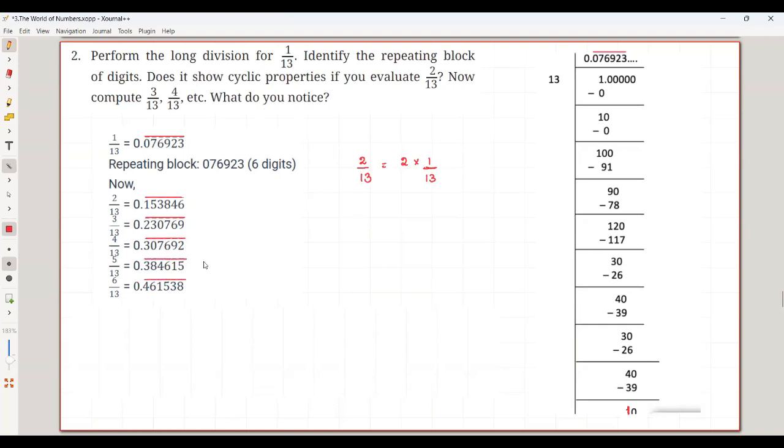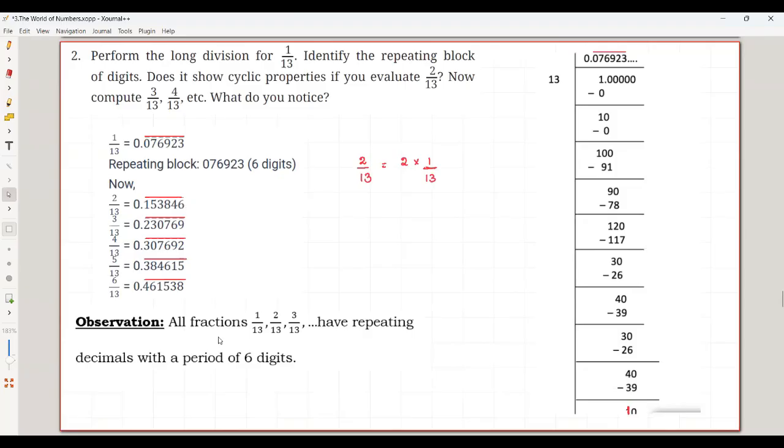Now, what do you notice from this? My observation is that all the fractions 1 by 13, 2 by 13, 3 by 13 have repeating decimals with a period of 6 digits. For every one, the repeating block is 6 digits. The period of the repeating digits is going to be 6. Okay, we'll make it very simple.